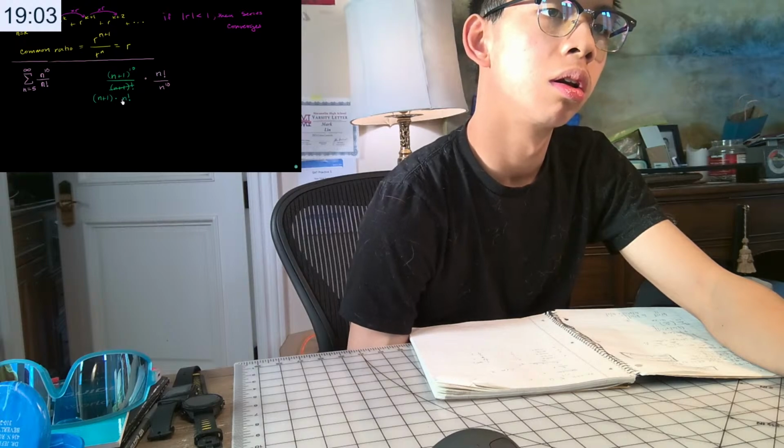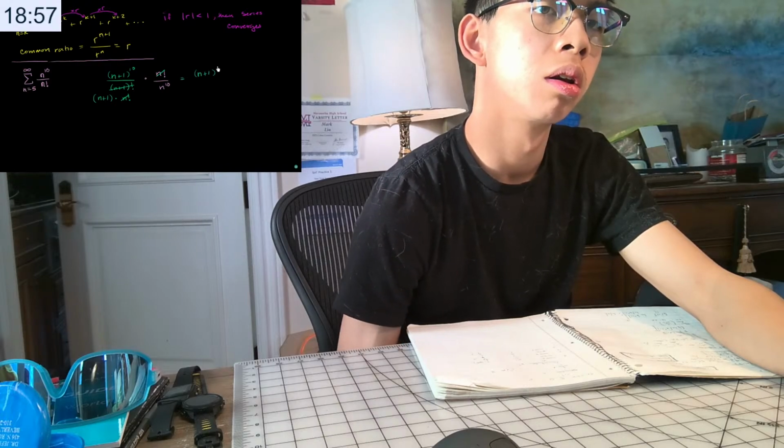And why is that useful? Because this n factorial cancels with that n factorial, and we're left with n plus 1 to the 10th power over n plus 1 times n to the 10th times n to the 10th.